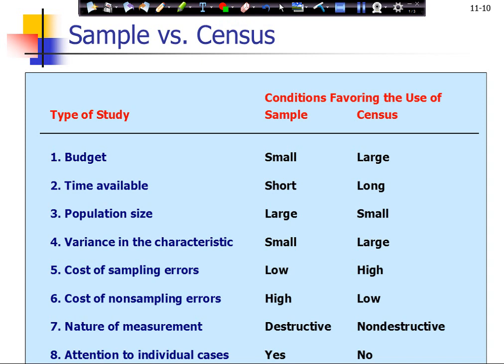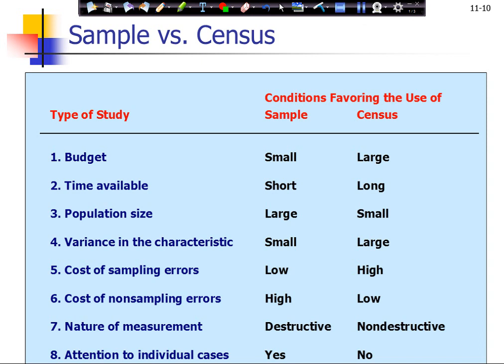I repeat, whenever the budget allocated to research is small, the responses have to be collected using sample, and whenever the budget allocated to research is large, the information or responses can be collected for the whole census. Then the second criteria is time available.